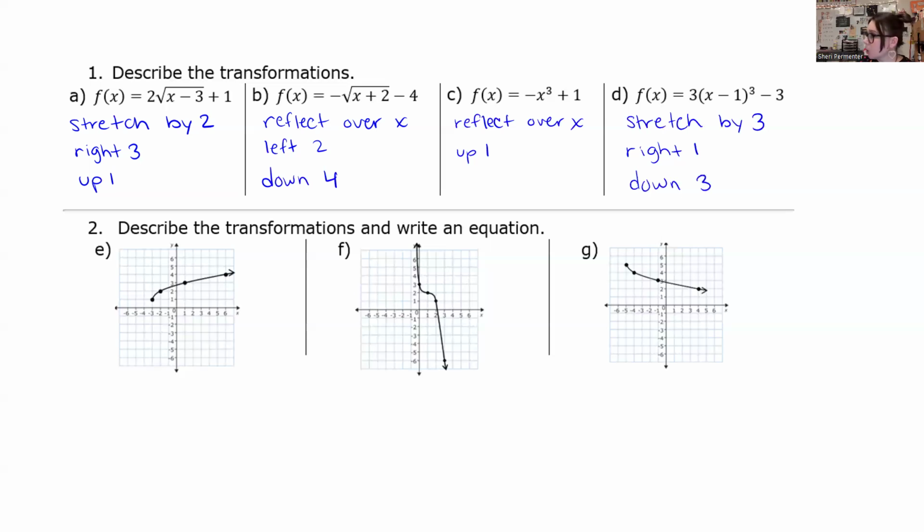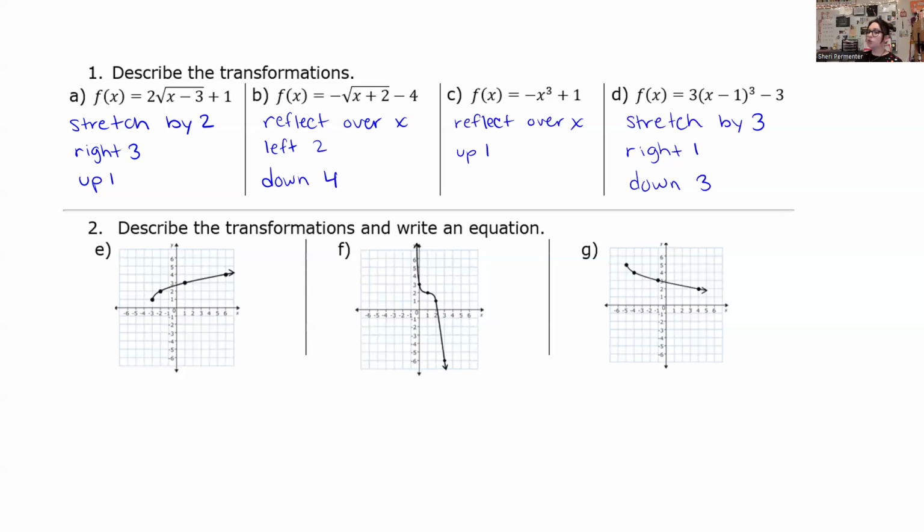All right, it's important that we know how to look at an equation and tell all of the transformations verbally. That's important. You have a question on your quiz, you have a question on your test, you have questions on your homework that are exactly like that. You have to be able to do that.